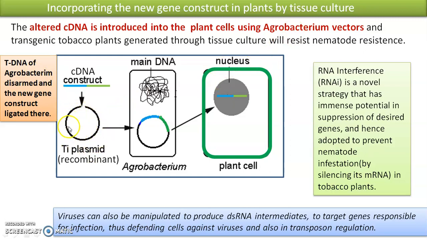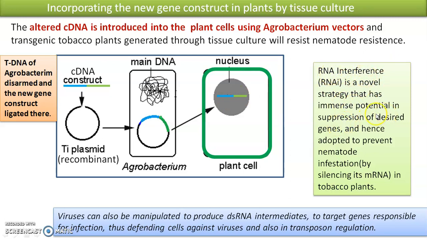You know, Ti plasmid is tumor inducing plasmid. So we are disarming them. We are disarming the Ti plasmid, taking away the infectious area of the tDNA, and incorporating our construct, this cDNA construct, in that area. And then agrobacterium is made to infect the plant cell which we are culturing in the laboratory. So this plant cell will generate into a whole new plant having this gene. Okay, so this is a very novel strategy.